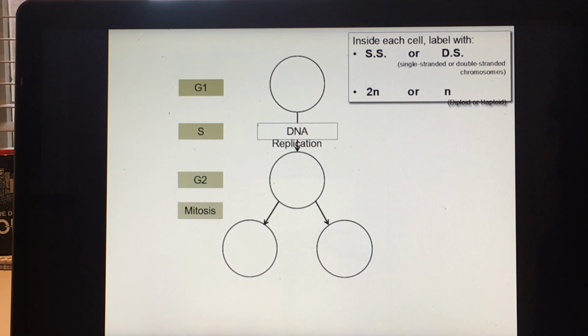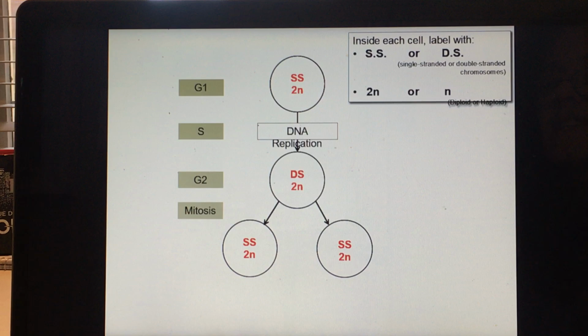This diagram shows you the regular cell cycle for mitotically dividing cells. In the first cell, we would have single-stranded chromosomes, and the cell will be diploid, so it would be 2N. And then DNA replication would take place during the S phase of the cell cycle, and that would mean that we have double-stranded chromosomes, and we would still have 2N cells because the cells are still diploid.